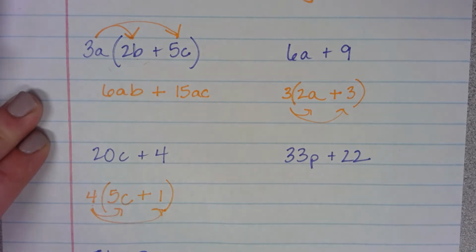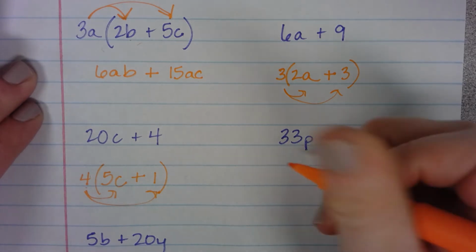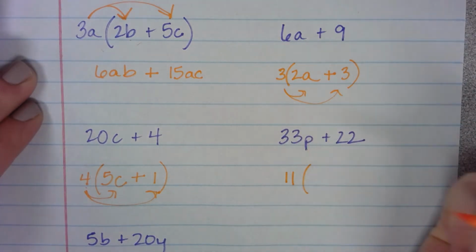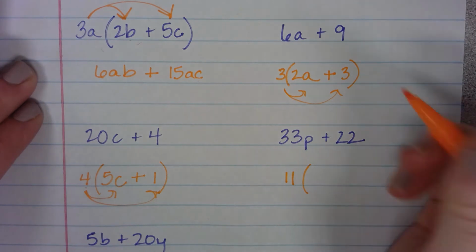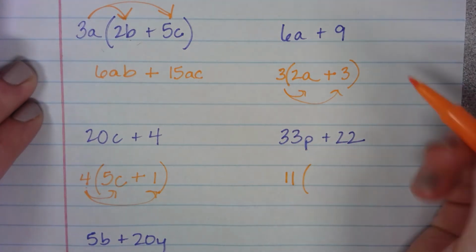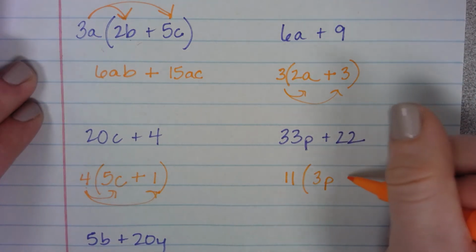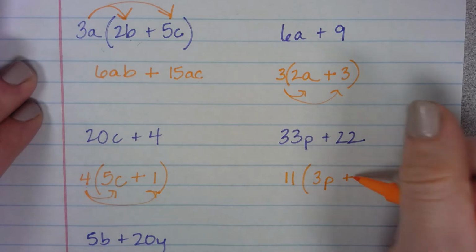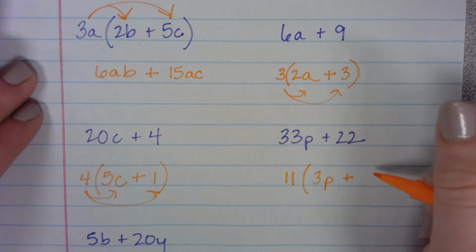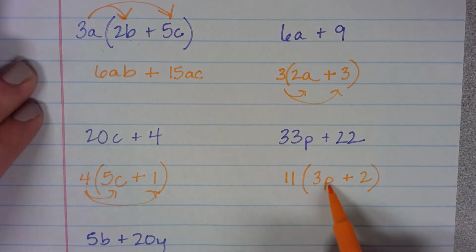Next one, 33P plus 22. My GCF of 33 and 22 is 11. So that's what I'm going to pull outside of my parentheses. So when I do that, I'm dividing each one of these parts by the term I pulled outside. 33P divided by 11 gives me 3P, and my addition symbol carries down. 22 divided by 11 is 2. And I'm left with 11 times the group of 3P plus 2.